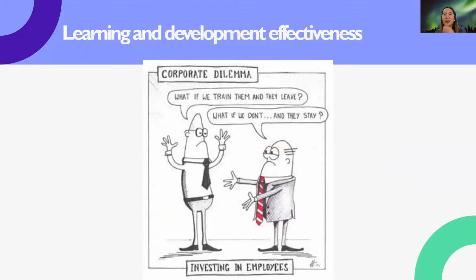So one of the key themes when it comes to learning and development is learning effectiveness. A key question often asked of the learning and development professional is, what is the return on learning? Or how effective are our learning programs? So these questions are hard to answer. So as we can see in this given figure, meron tayong corporate dilemma, part of this kind of dilemma.